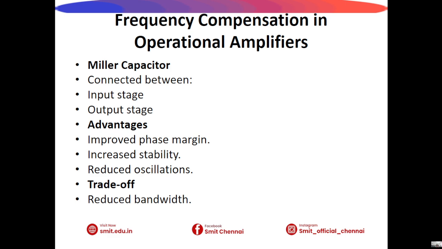Next, we see frequency compensation in operational amplifiers. Operational amplifiers often use Miller compensation because it is simple and effective. A capacitor connected between amplifier stages creates a dominant pole, improving phase margin and stability. Although bandwidth decreases slightly, the amplifier becomes much more reliable.